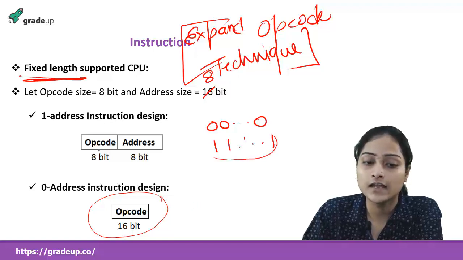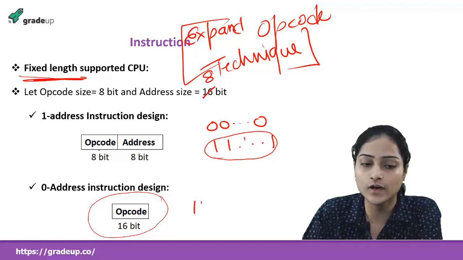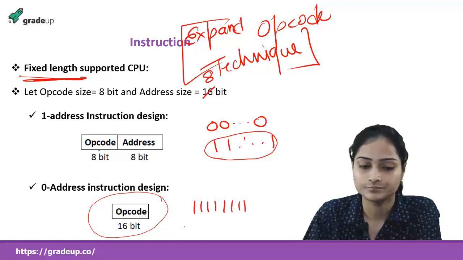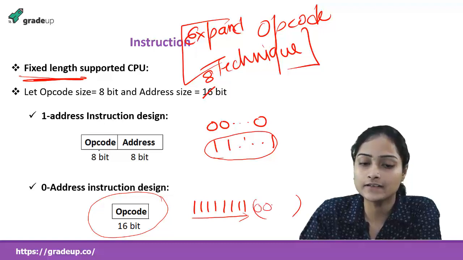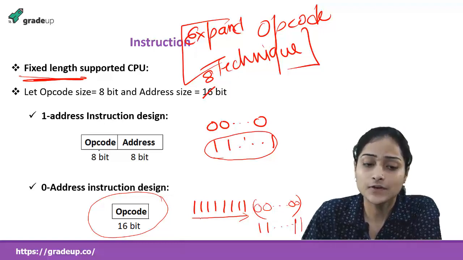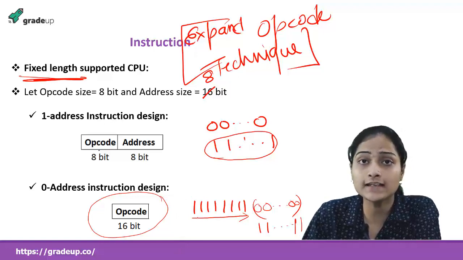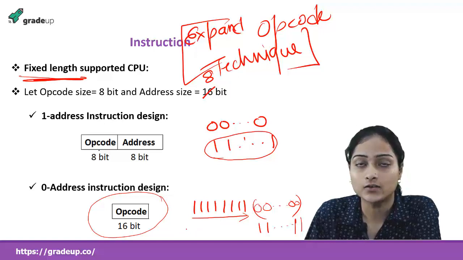You will borrow a particular opcode from here. Suppose you borrowed 8 ones. Then when 8 bits are ones, all the other 8 bits will follow the same pattern. So when these 8 bits are 1, you can clearly specify that this type of instruction has a 16 bit size, but they are zero address instructions. They will be depicted like that only.